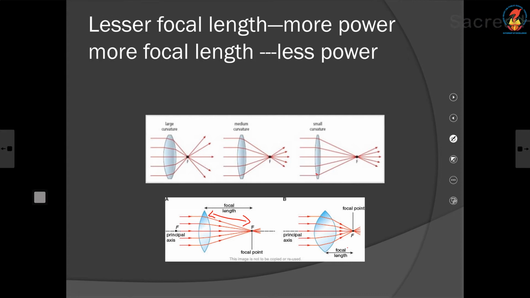So, for thick lens the focal length is less, which means the power will be more. For thin lens the power is less because it has more focal length. Here the focal length is more, this much distance is more, so the power will be less.